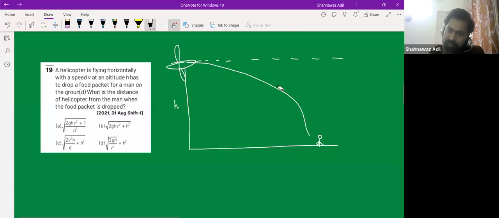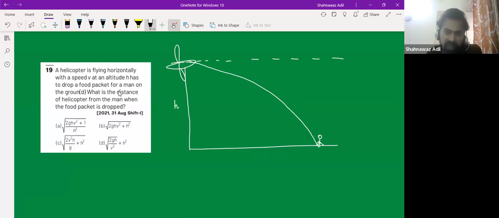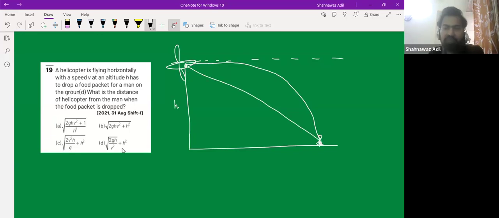The food packet is dropped, and we need to find out what is the distance of the helicopter from the man. So this distance we have to find again, right? My drawing is pretty bad, so let me draw it properly. So this looks like this, and then this is the distance that we need to find out, right? So again, we have to find out r, and then we have to find out this distance d, which is by the Pythagoras theorem. So what is r?